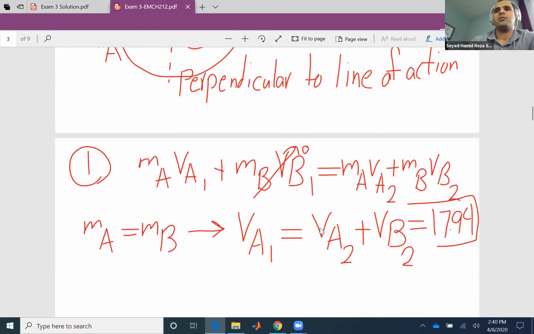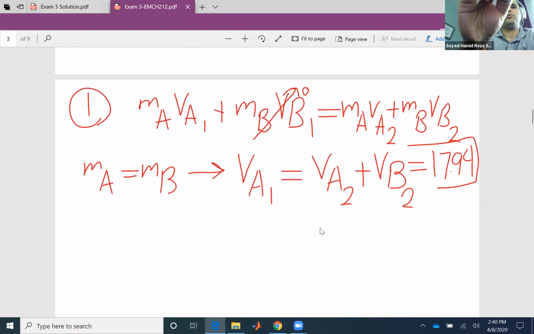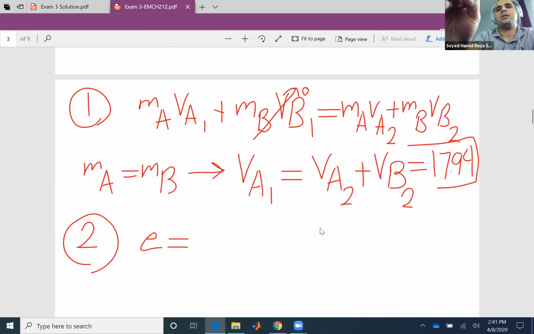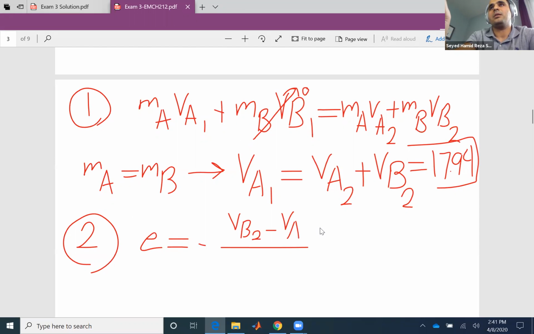So the second part would be 2. I write the second equation. I have e. Coefficient of restitution is the ratio of the relative velocity after contact over before contact. So VB2 minus VA2 after contact, I don't know any of those. Then VB1 minus VA1.